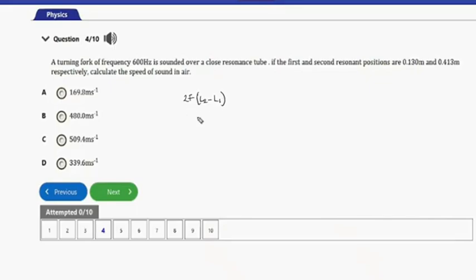So guys, for this, we're going to have the change in length to be 0.413 meters minus 0.130 meters, and that's 0.283 meters. So in this situation, we are going to have 2 times 600, which is the frequency, times 0.283 meters. So guys, let's go ahead and calculate that. So that will give us 339.6 meters per second, and that's option D here. So let's go ahead and consider the next question, guys.